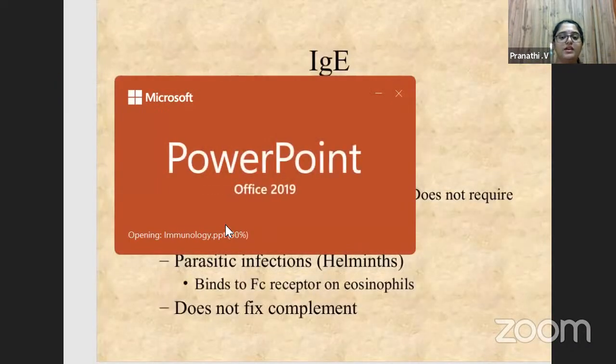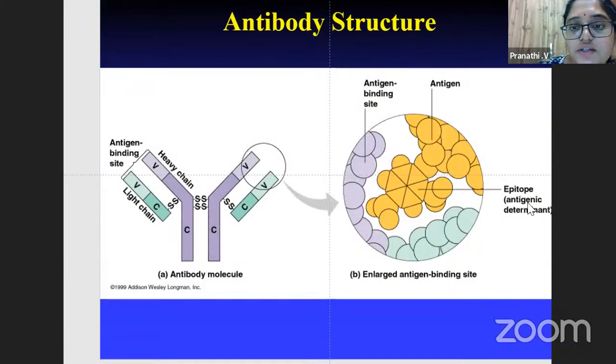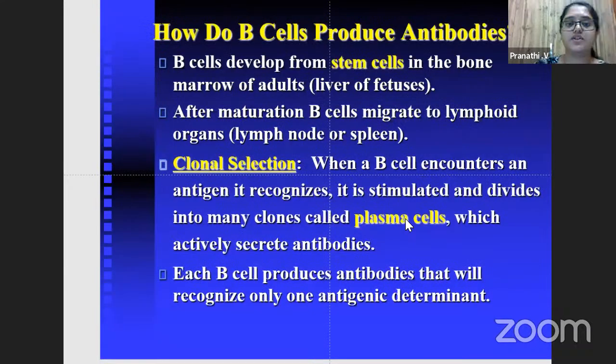So this is one thing. Now we will just have a look at the T cells and the functions of immunoglobulins that are present. So far we have seen the antibody structures and now we will see the functions.